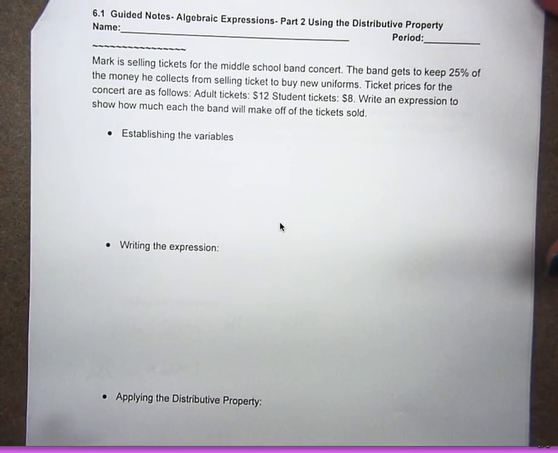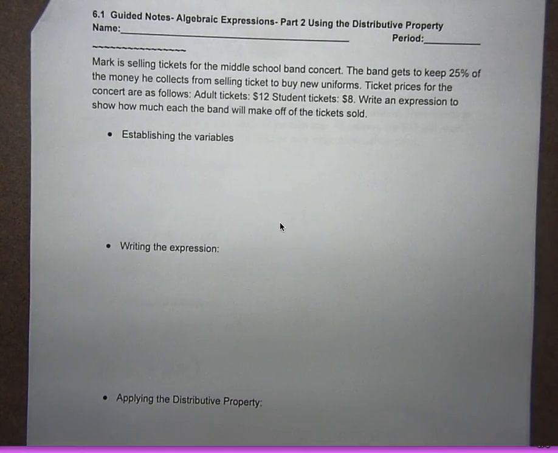Alrighty, so here we have Mark. Mark is selling tickets for the middle school band concert. The band gets to keep 25% of the money he collects from selling tickets to buy new uniforms. Ticket prices for the concert are as follows. Adult tickets are $12 and student tickets are $8. So here we are again. We're going to write our expression, but we're going to do this very step by step.